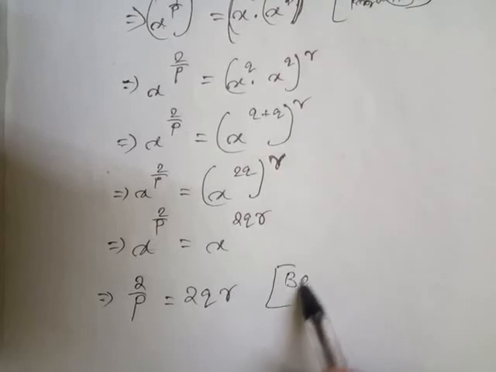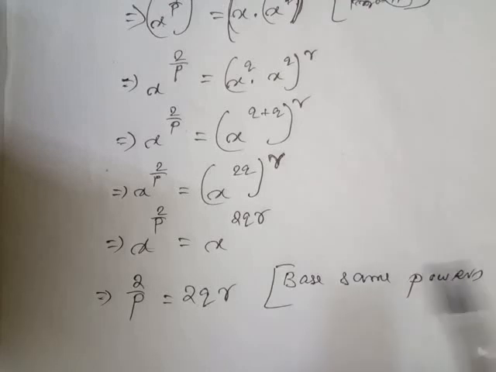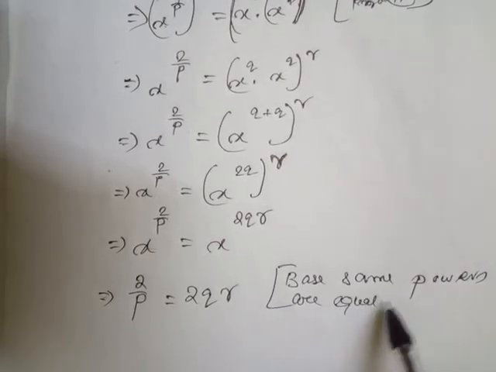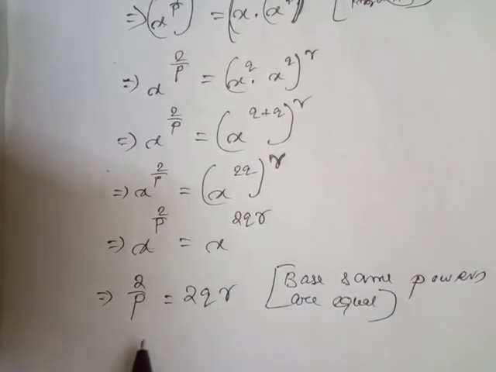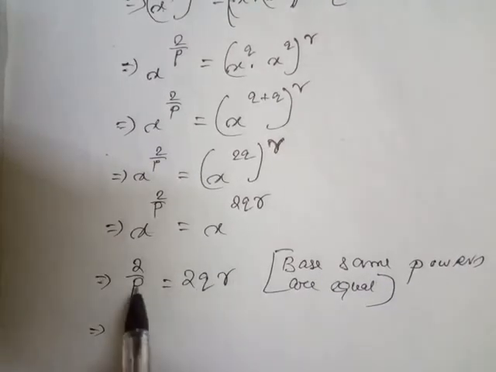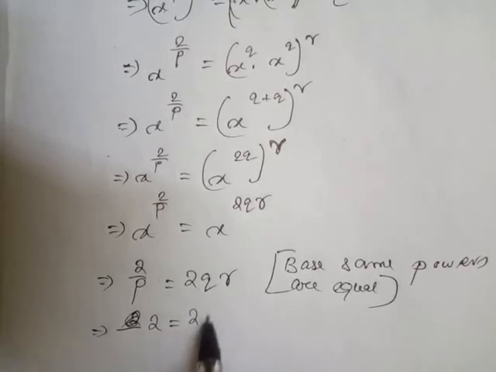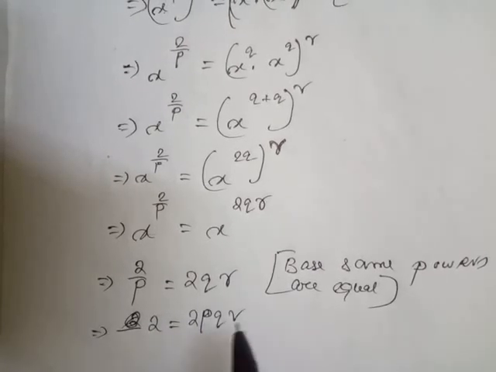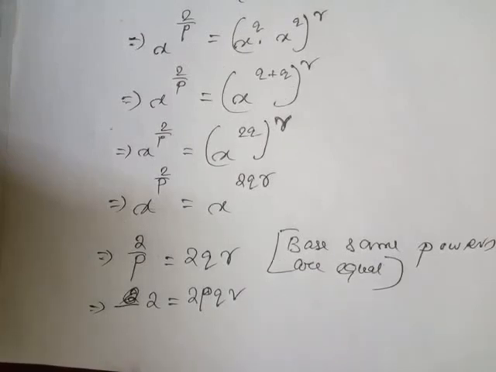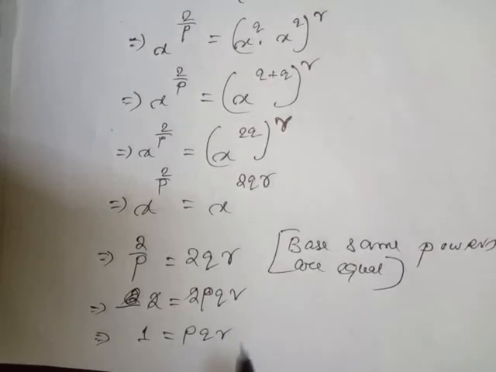We'll write here that base same, powers are equal. Now go for the cross multiplication here, then next line would be, so if I go for the cross multiplication here, so 2 divided by 2 will be here now 2 equal to 2pqr in the next step now. So student, the last line, that after that 2 equal to 2pqr, so 2 and 2 cancel from both the sides, so 1 equal to pqr, hence proved.